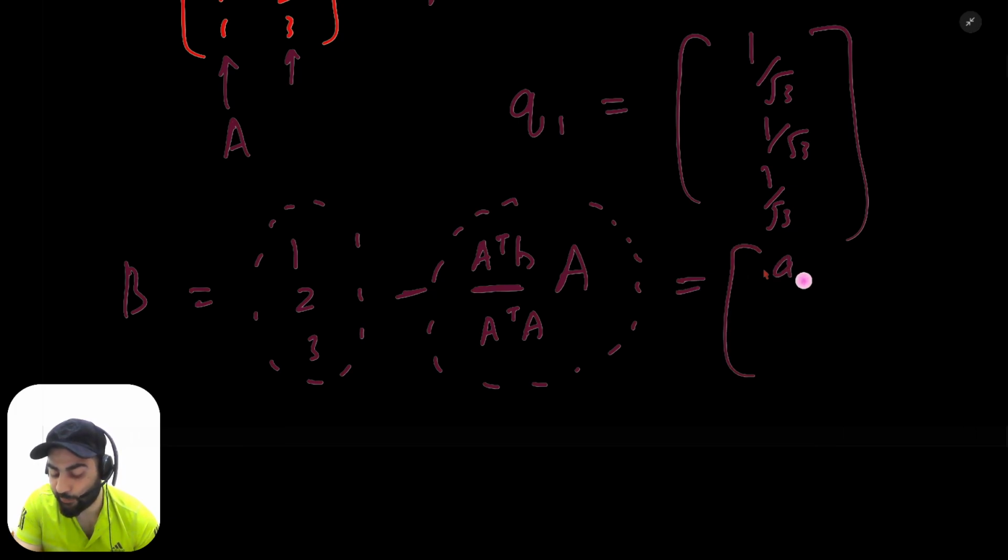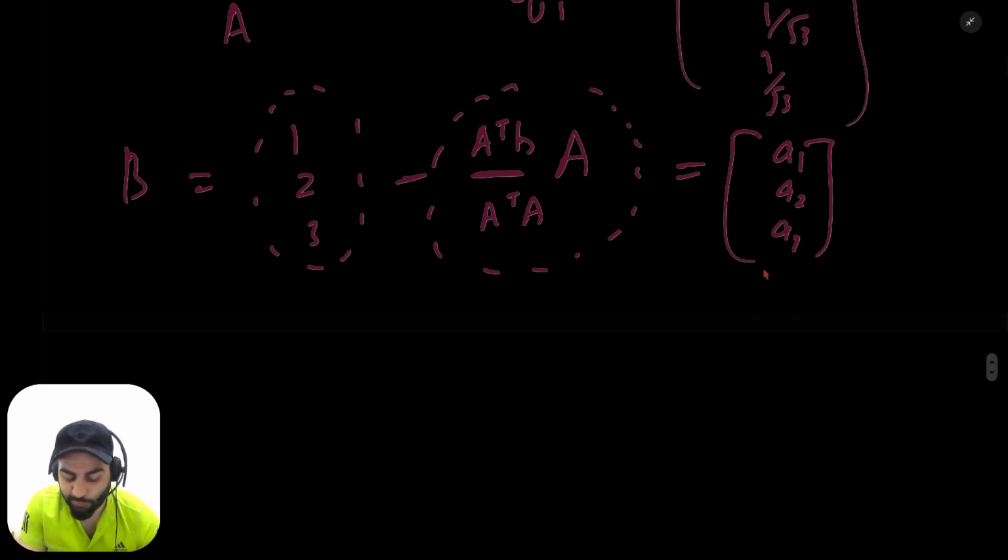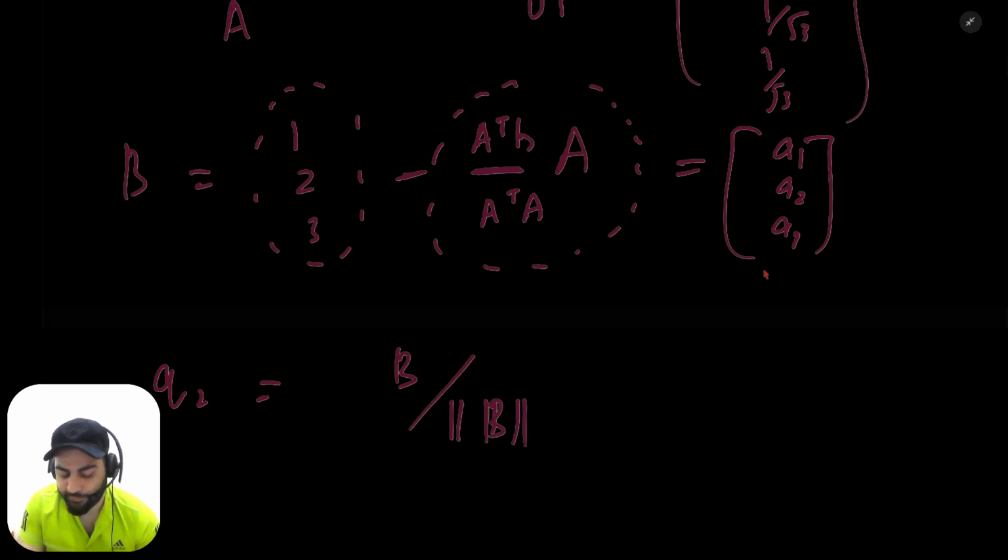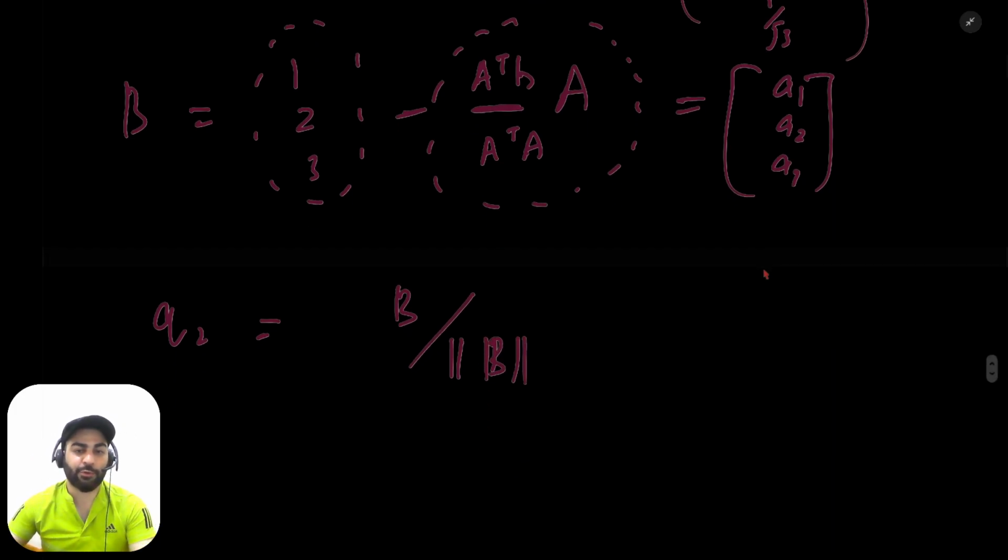Then you will get some value. Let's suppose we got a1, a2, a3, something like this. I don't want to do computations. And then you'll normalize it. You will say q2 is equal to b divided by norm of b. This will be our q1 and q2. Is the procedure clear?